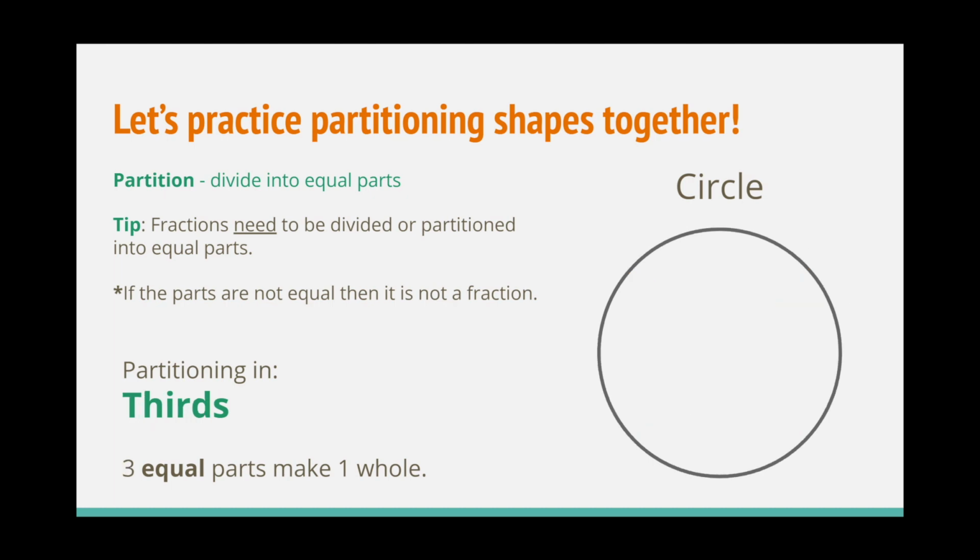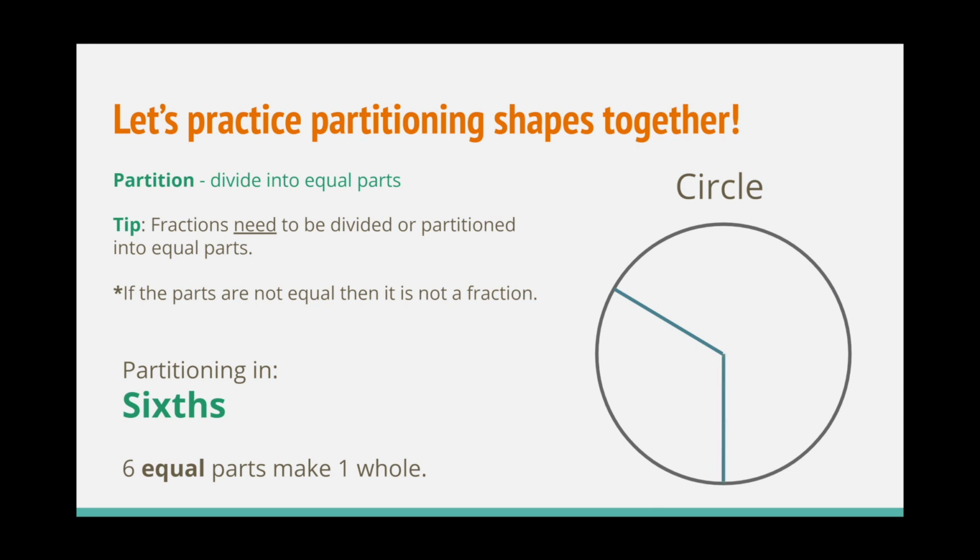Now I'm going to do thirds. 3 equal parts that make a whole. This one's a little bit tricky. How I think about it is I think about drawing a Y in my circle. So I draw a line like this, a line like this, and a line like this. So then I have 3 equal parts. I partition that into thirds using a Y. So I have 3 1/3 parts that make a whole.